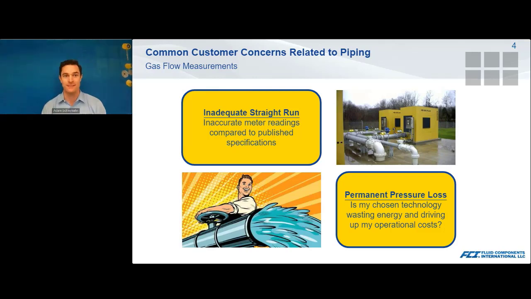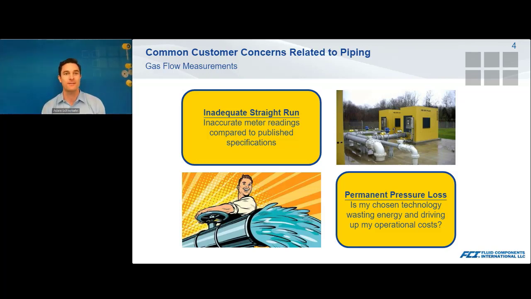The first is accuracy loss in gas flow measurement due to inadequate straight run in a pipe. And the second would be pressure loss. So it could be typically associated with flow conditioning that they would use to help with accuracy loss, but also with other instruments that would cause energy loss and pressure drop.